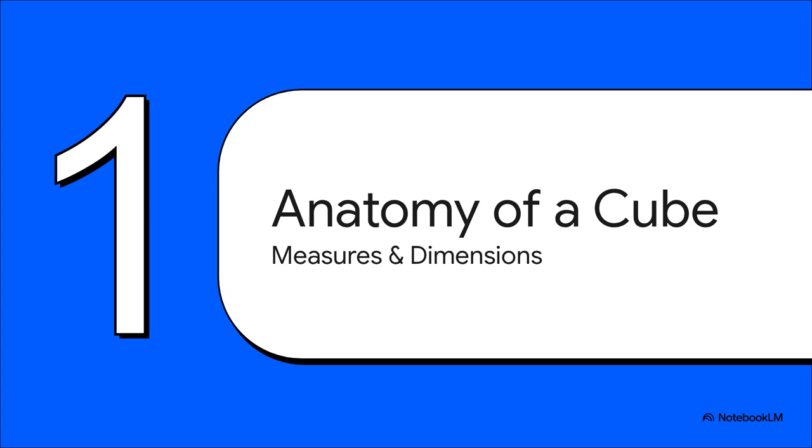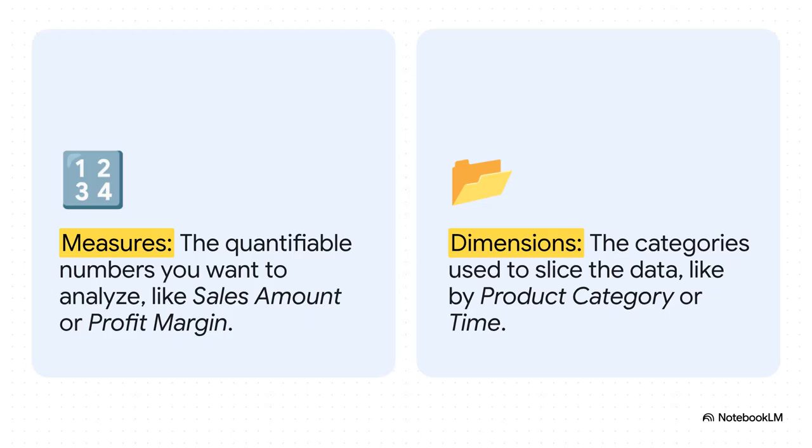Okay, so to really get how we can twist and turn this data around so easily, we gotta look at its anatomy. It's actually pretty simple. Every single OLAP cube is built from just two fundamental parts. On one hand, you have your measures. These are the numbers, right? The stuff you actually want to analyze, like your total sales amount or profit margin. Then, on the other hand, you have your dimensions. These are just the different ways you want to slice and dice those numbers, by product, by time, by region. The dimensions are what make up the sides of our data cube.